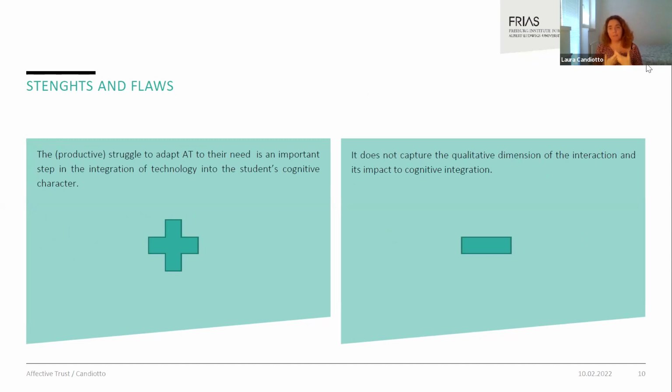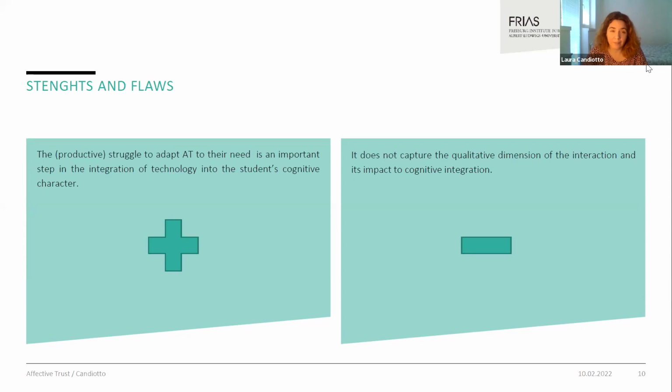So I think that what is fundamental and so good in this paper is having stressed that there is productive struggle to adapt to IT. So it is not a given that there is an integration with an IT. And for them, this productive struggle is what brings to this transition and, in the end, to the integration of technology into the student's cognitive character, the student's epistemic character. That means in the way through which the students can process information or retrieve memory. These are their main cases.